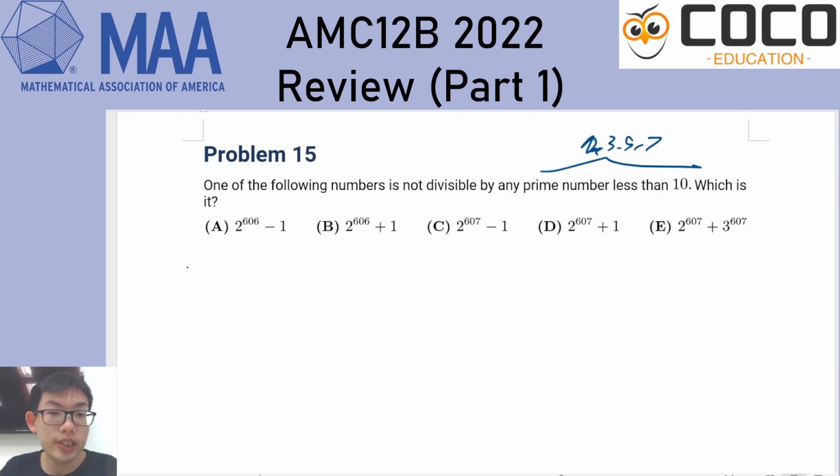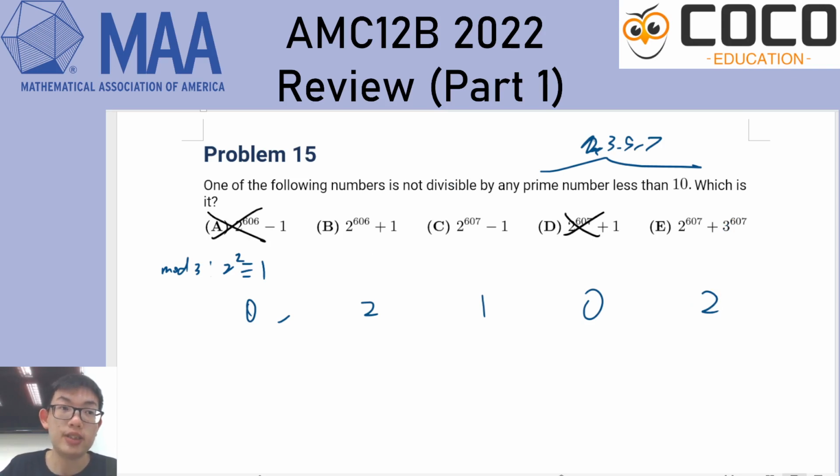So mod 3, 2 squared is congruent to 1, right? Which means that if it's an even power, it becomes just 1. So I get 1 plus 1 is 2. An odd power will be 2 mod 3, so 2 minus 1, 2 plus 1, and then this is essentially gone mod 3. Sorry, no, this is not 1, this is 2. But that does not matter because I want to find which one is not divisible by any of these, so that eliminates 2 options. Now let's go on to mod 5.